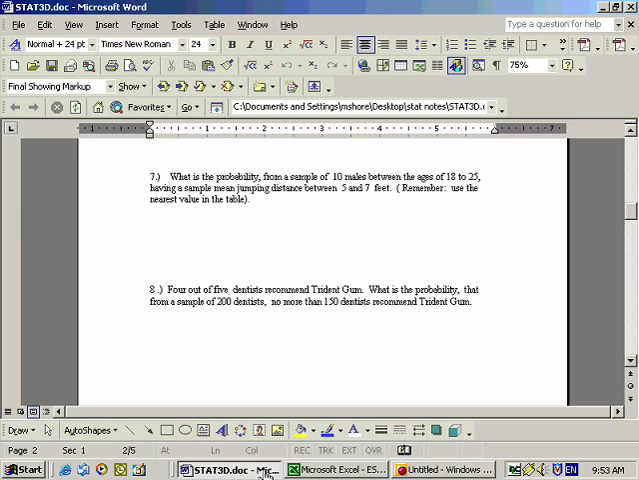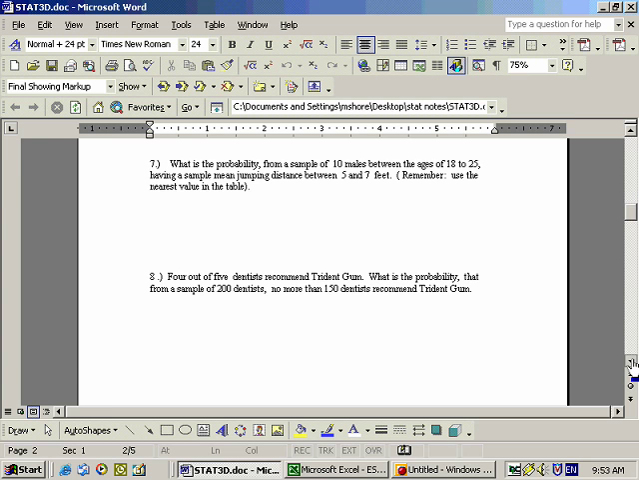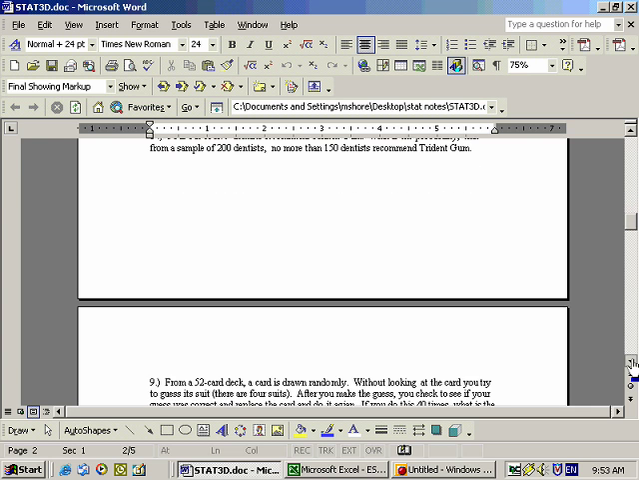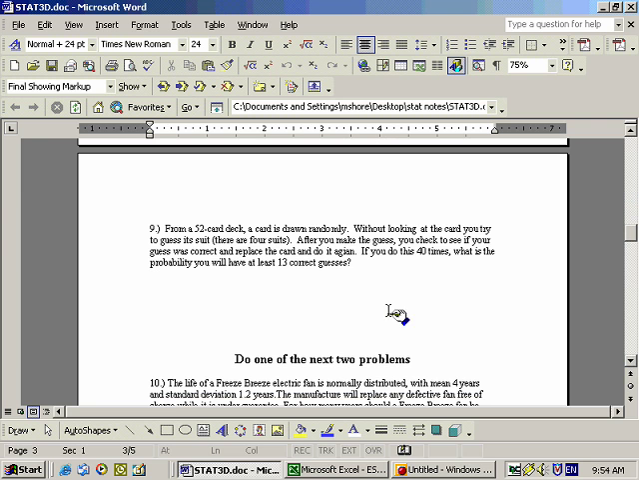Problem number 9 is very similar. It's another binomial problem. So without looking, with a deck of 52 cards, you guess its suit. There's 4 suits. So after you check, you replace the cards, so the probability remains each time, and you do this 40 times. So our probability, our P, is 0.25 since there's 4 suits, 1 out of 4.